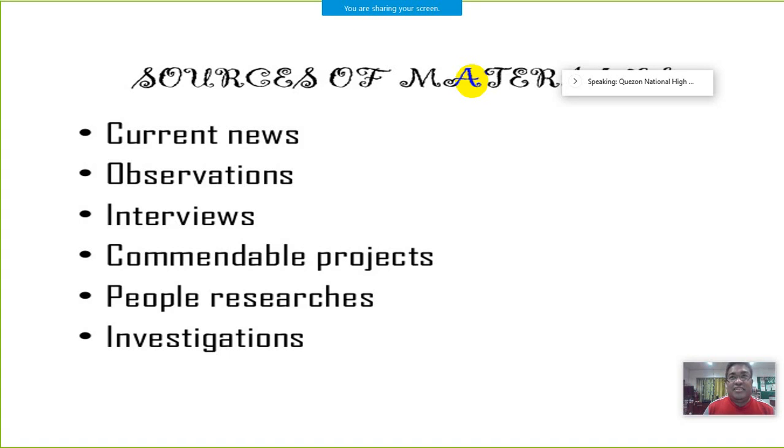You can write practically anything that you observe around. That can be a topic for your column. Like why there is a rise of pornosexuality. Then you can do research on what makes pornosexuality. Or you can also make use of an interview transcript in writing your editorial column.